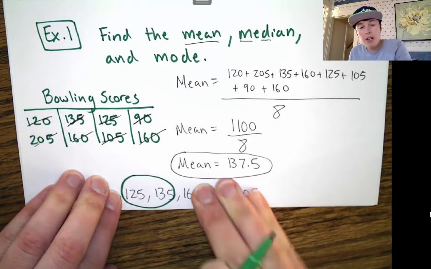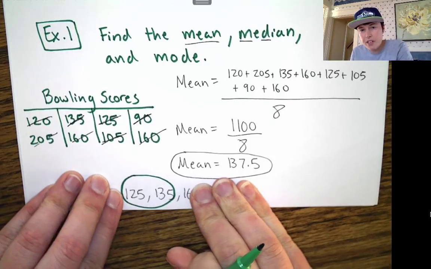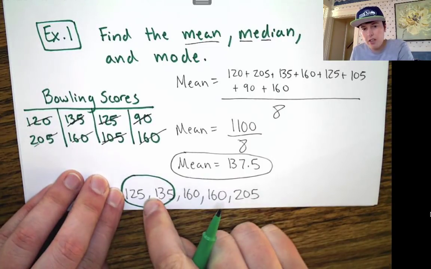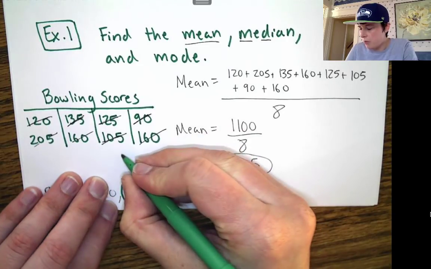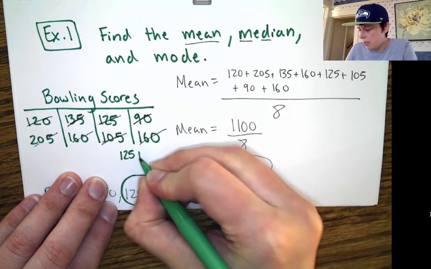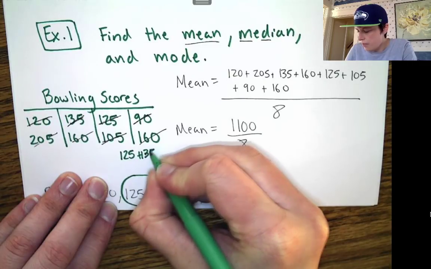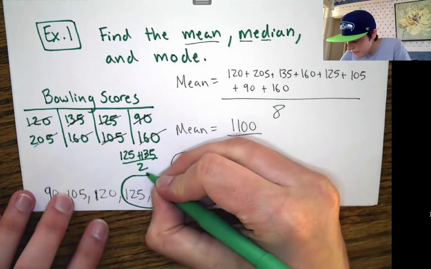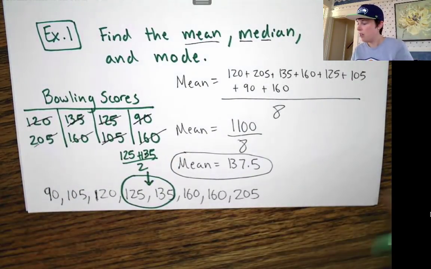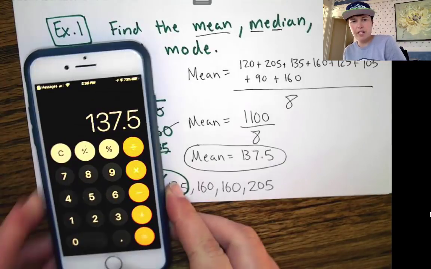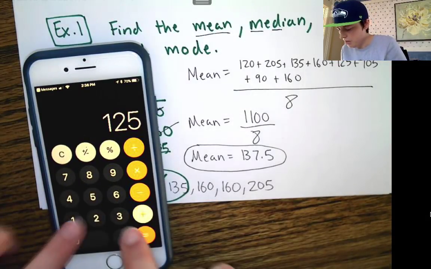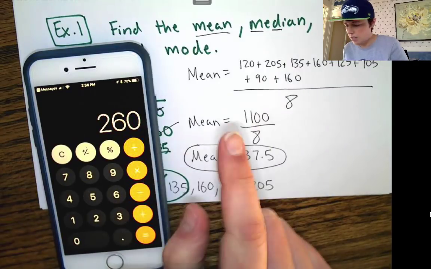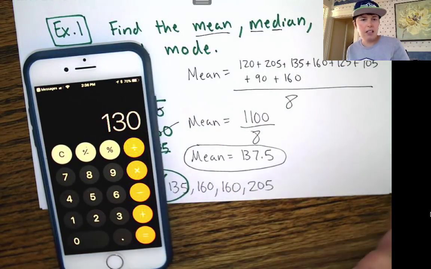The question is what's in the middle of 125 and 135? What's in the middle of those 2? In the middle of those 2 can be found by doing this. 125 plus 135 divided by 2. If we add those together and divide by 2, we're going to have the very middle of these numbers. So we grab our calculator here. And we're going to do 125 plus 135. That's 260, and we're going to divide by 2, and we get exactly 130.